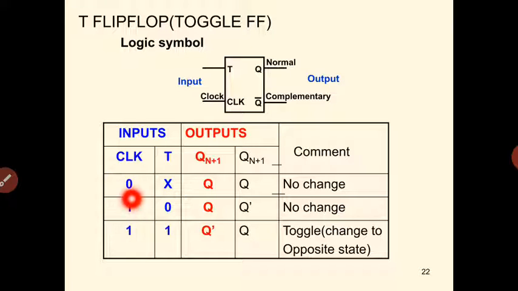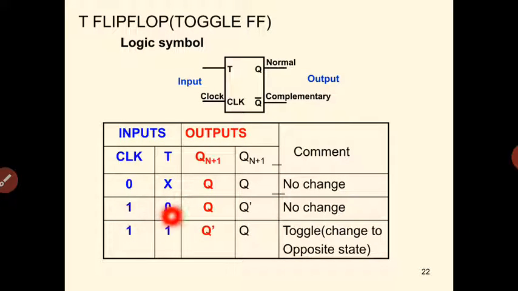And when clock is applied, and depending upon the inputs, the output will be changing. So when clock is applied and when toggle input is 0, again in that case also the present output will be equal to the previous output. Qn plus 1 will be equal to Qn, no change in the output.